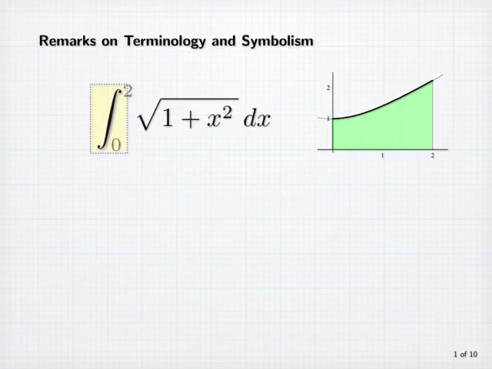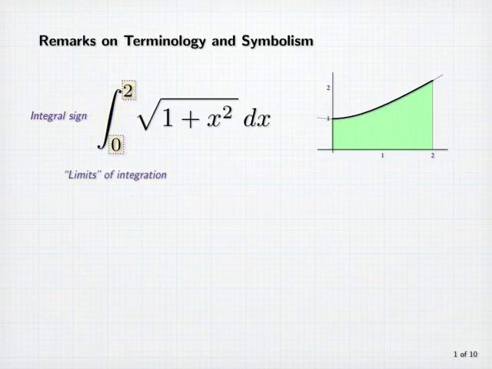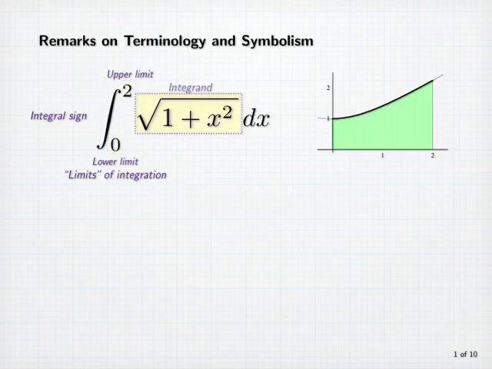First off, we have the integral sign. This is basically a stylized S standing for sum. The endpoints of the interval over which we're integrating are sometimes called the limits of integration. We have a lower limit and an upper limit of integration. The expression representing the function we're integrating is sometimes called the integrand.